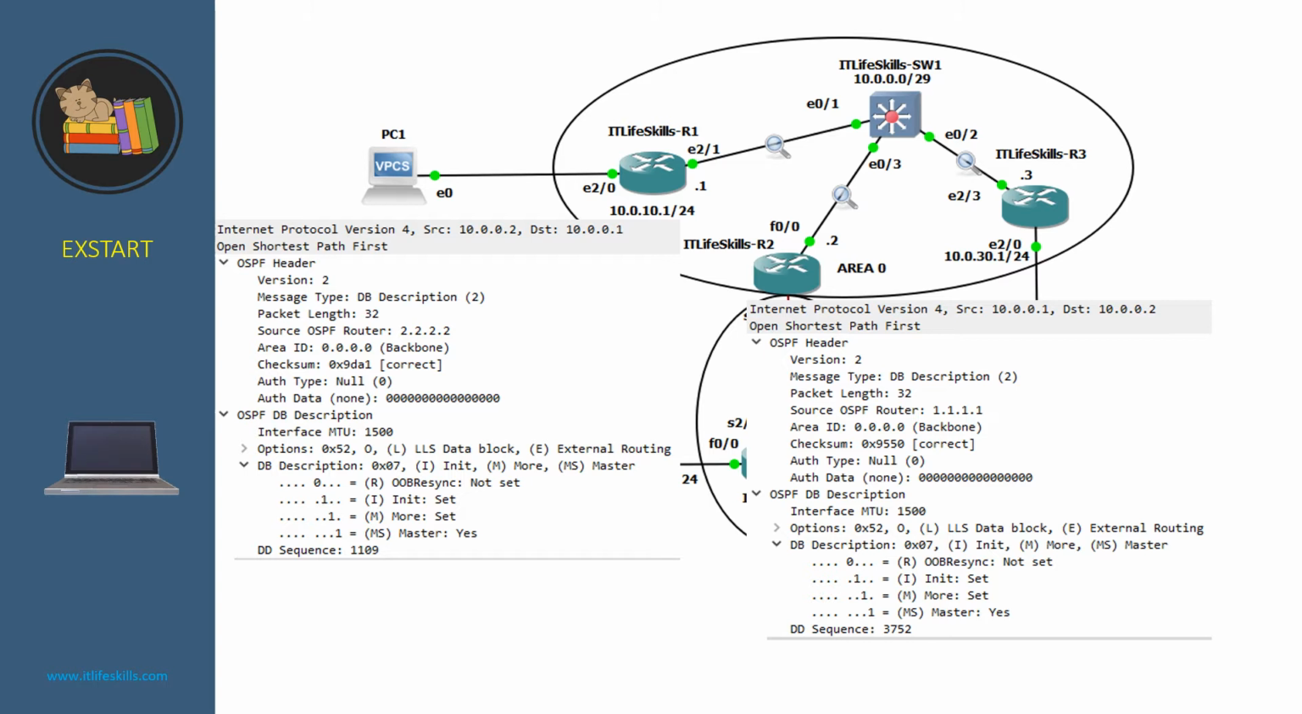Now the routers advance to the exstart stage. At this stage, the two routers try to become the master to control the database synchronization process. Per OSPF design, the router with the higher router ID of the two neighbors becomes the master. As you can see, both router 1 and router 2 try to become the master. However, router 2 will win since it has the higher router ID.